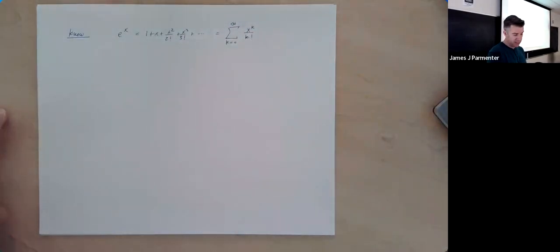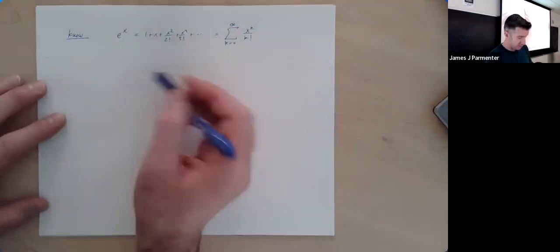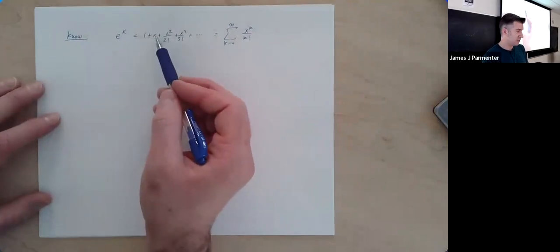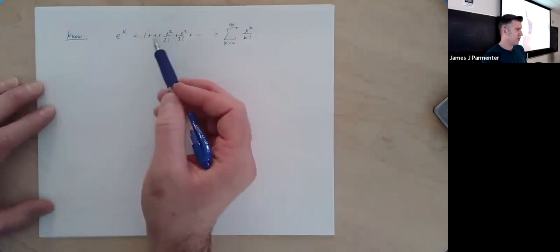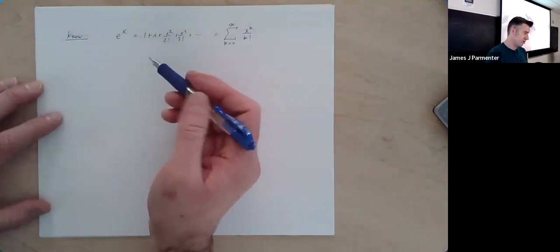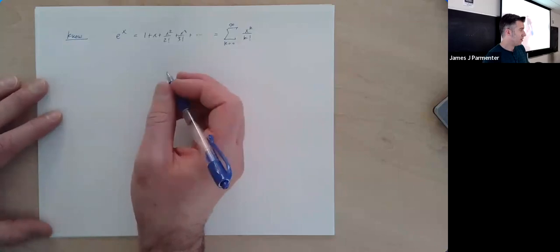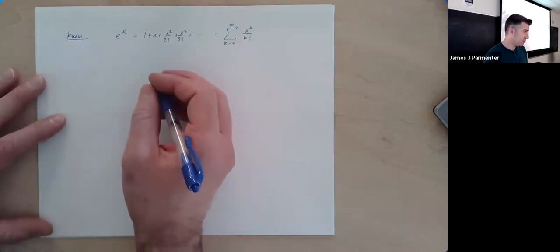What's super neat about this one is it is its own derivative, just like we know that e to the x is its own derivative. If you take the derivative of this, all these terms, you get back the same thing. The derivative of x is 1, the derivative of x squared is 2x, and the 2 cancels the 2, and you get x over 1 factorial, and so on and so on. There's 2 other ones I think you should know. They are sine and cosine.